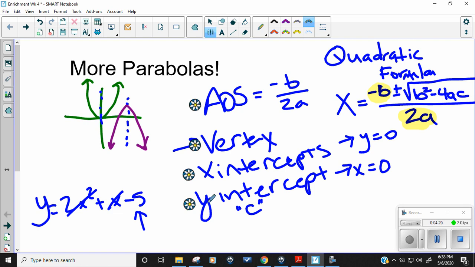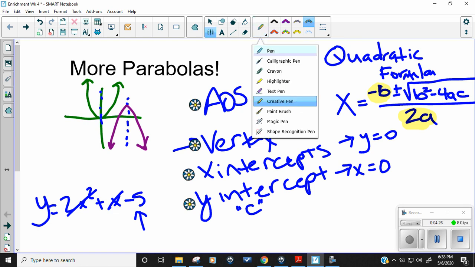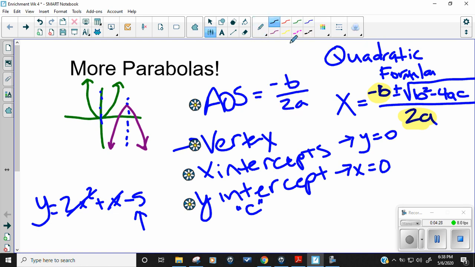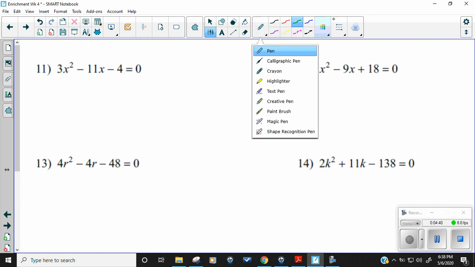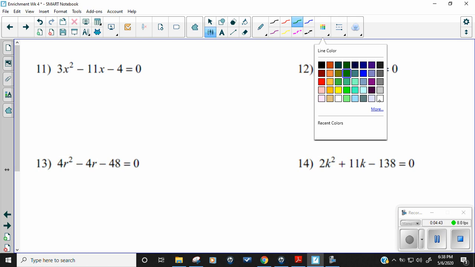Your assignment has 14 problems. I'm going to go over 11 through 14. And on 1 through 10, I want you to use the quadratic formula, which I'll go over how to do now. And then on 5 of them, you pick your 5. I want you to do those 4 parts of it. If it's easy enough to factor, you don't have to do the quadratic formula. Okay, so this one I'm going to do just 11 and 12 on this page.